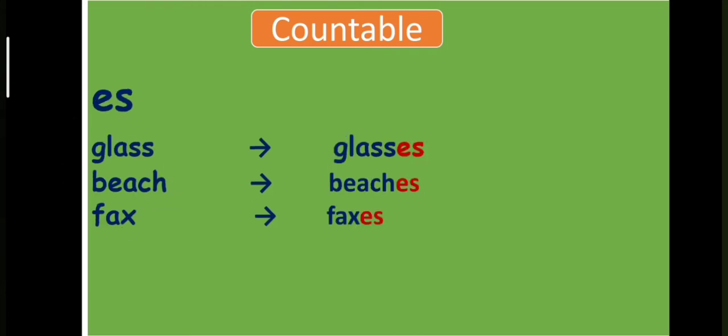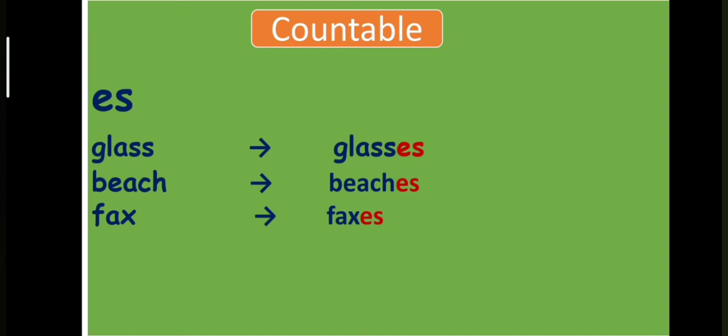And sometimes you need to add es for the words that end with s or ss, ch, or x. For example, the word glass ends with ss, so in order to make it plural, you just need to add es at the end of this word, so it becomes glasses. And the word beach ends with ch letters, so in order to make it plural, you just need to add es at the end of this word, so it becomes beaches.